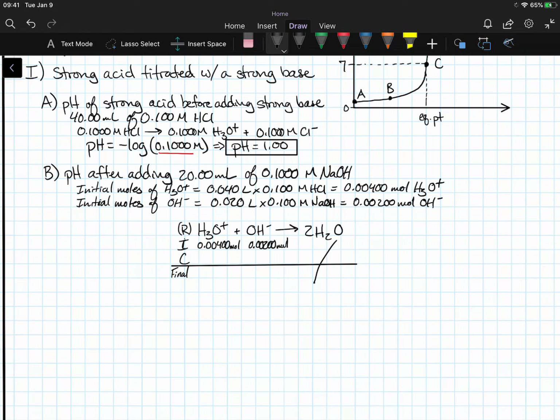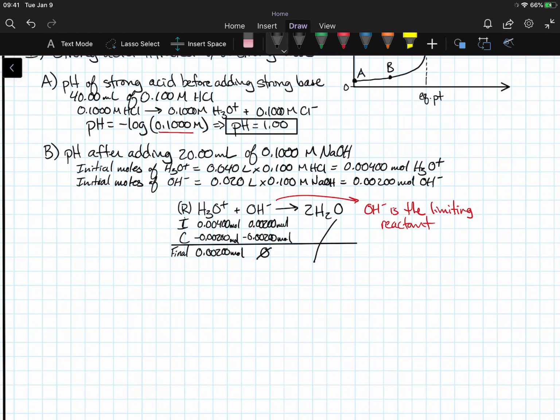So we see we have 0.002 moles of hydroxide and 0.004 moles of the H3O+. Let's write a little note: OH- is the limiting reactant, which means we can only react that much. So we're going to react 0.00200 moles minus 0.00200 moles. Easy math, that's a 0. And we have 0.00200 moles of H3O+ left over.